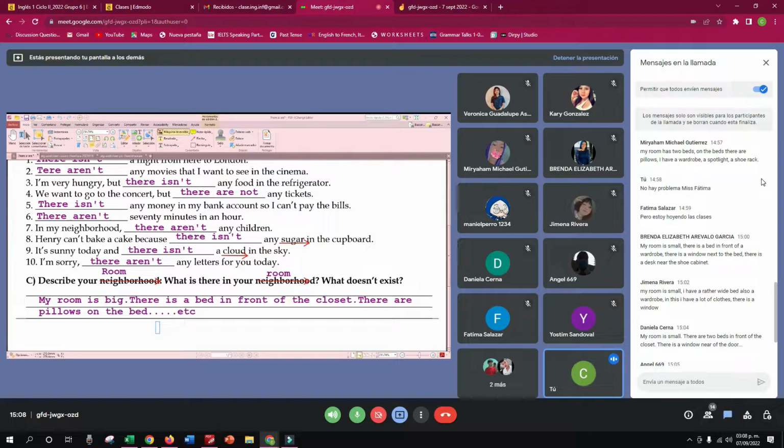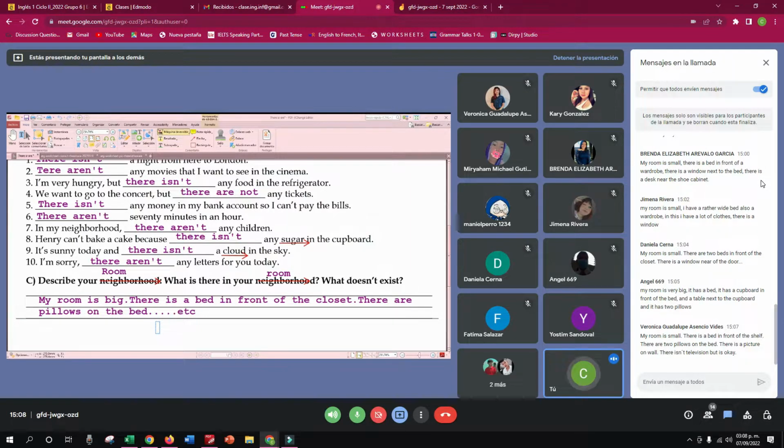Perfect. Then we have Brenda Elizabeth. My room is small. There is a bed in front of a wardrobe. Yes. There is a window next to the bed.